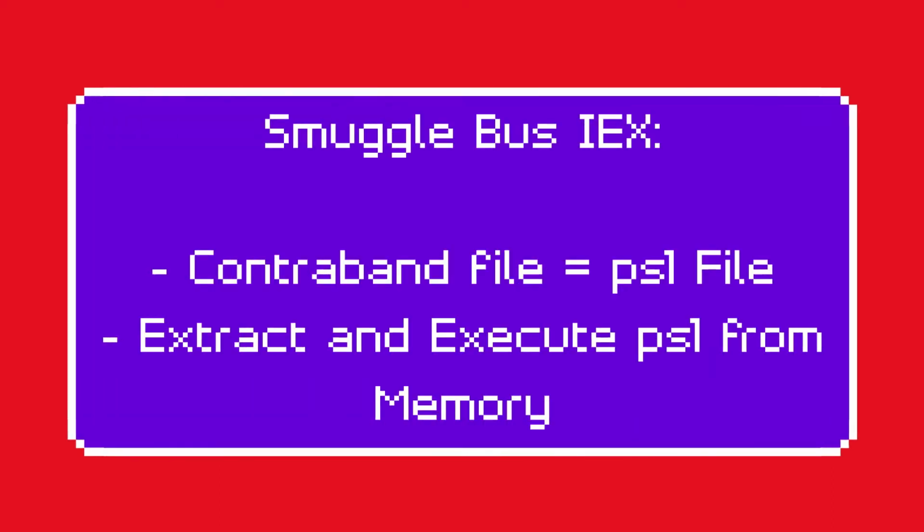Finally, there's also an alternate version of Smuggle Bus that's designed to smuggle and execute PowerShell scripts. This version takes a PS1 file as its input and conceals the script inside an archive that is then sandwiched inside a mask file. Afterwards, you can extract the script from the mask file and execute it from memory via the PowerShell commandlet Invoke-Expression.